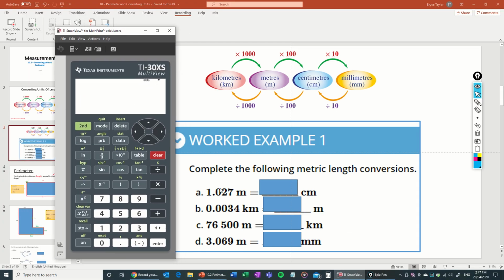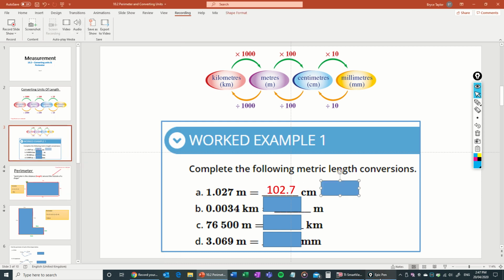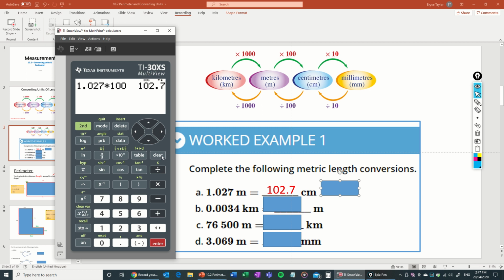For the first one here, we've got 1.027 meters. So type that into your calculator. We want to change meters into centimeters. So we follow along here. We're at meters, we want to go to centimeters, so we have to do times 100. That gives 102.7 centimeters.